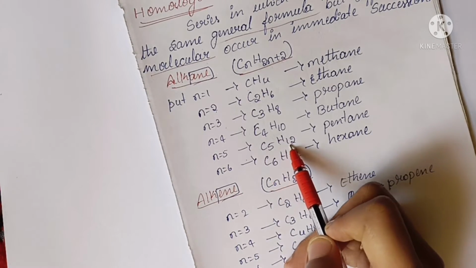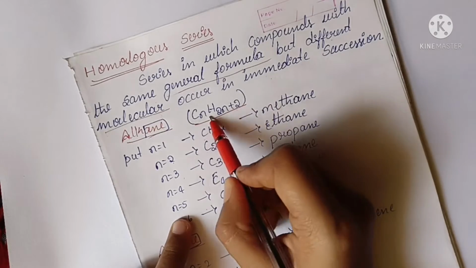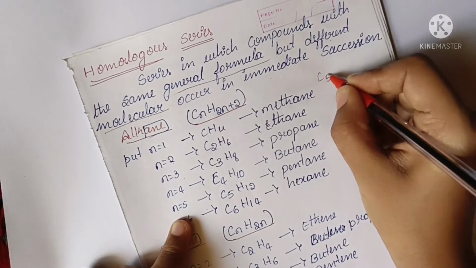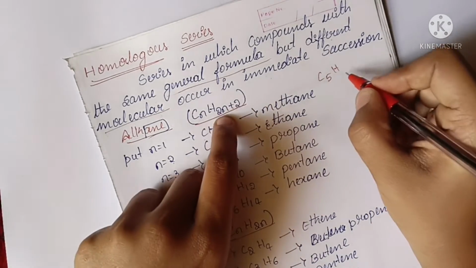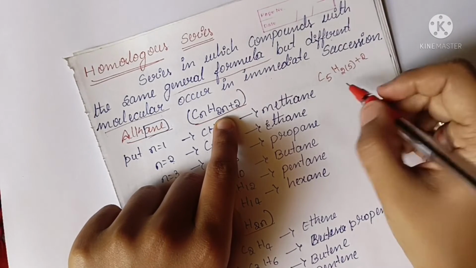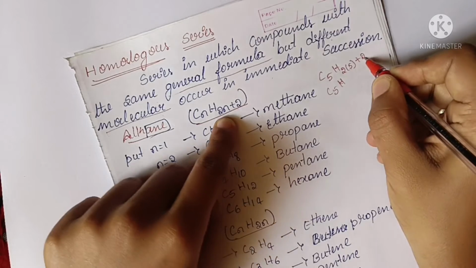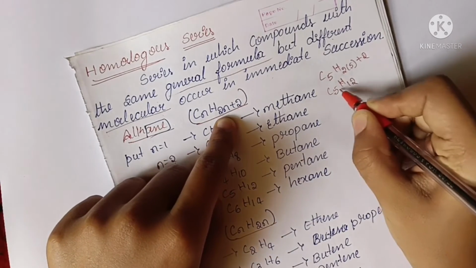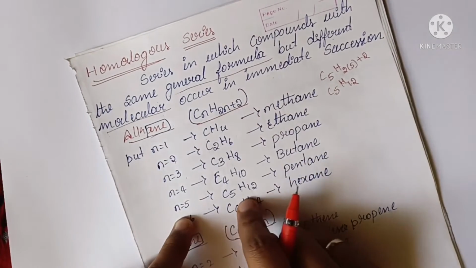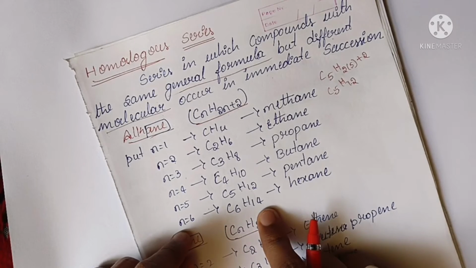For your sake, I am going to show this. If I put n equals 5 in this case, C5H, in the n place 5 plus 2. So C5H, 2 fives are 10, 10 plus 2 is 12. See, C5H12, same like this. If n is 6, we are going to get C6H14.